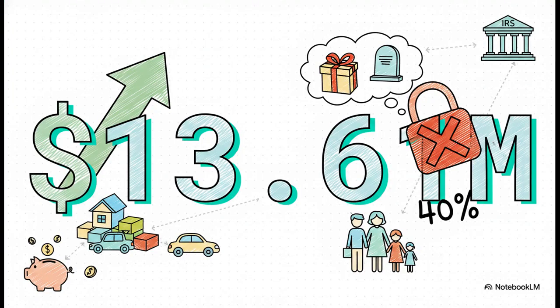Take a look at this number, $13,610,000. This is the 2024 lifetime exemption for the unified estate and gift tax. Basically, if your client wants to transfer wealth to their heirs, either during their life or after death, any amount over this lifetime exemption gets hit with a massive 40% federal rate, administered by the IRS.